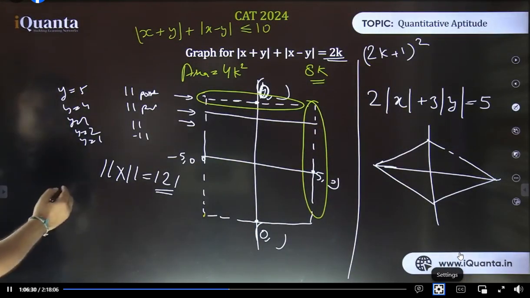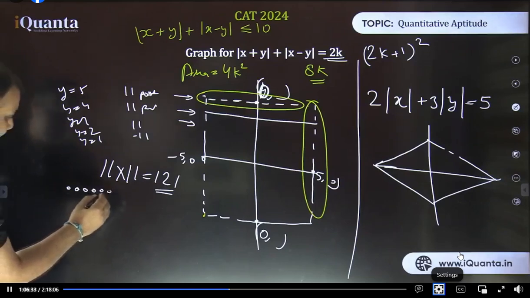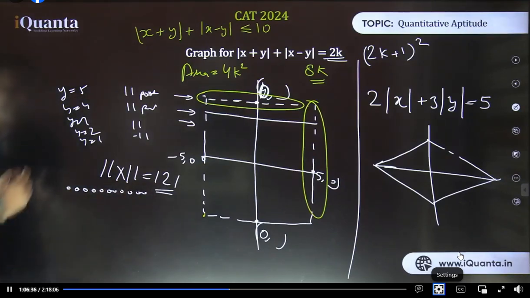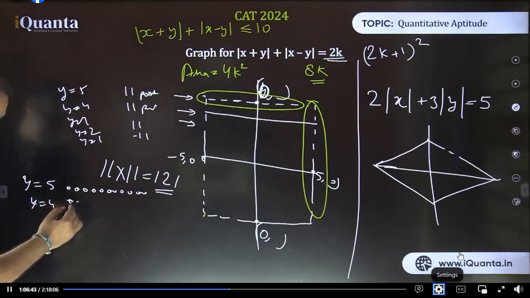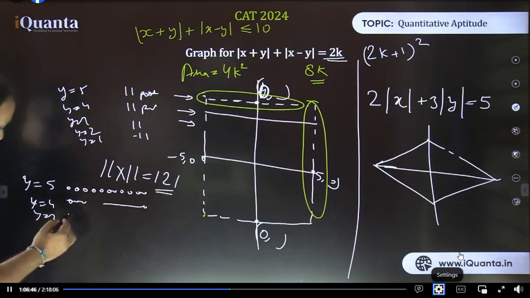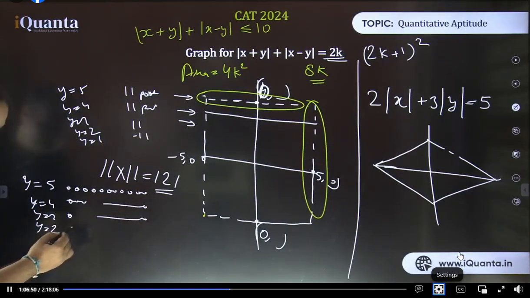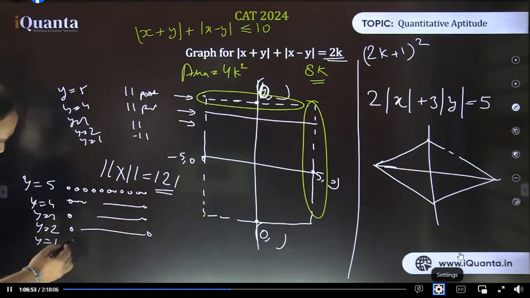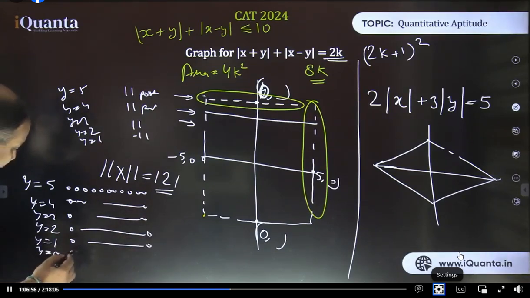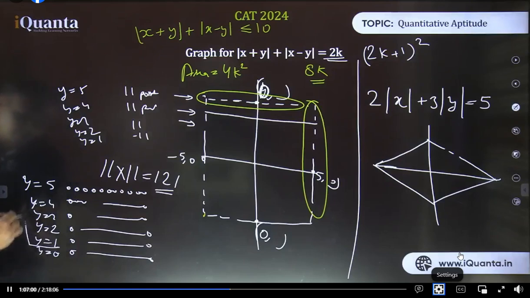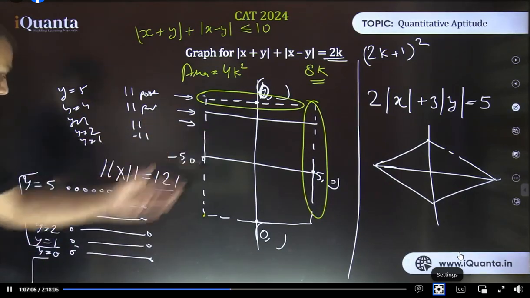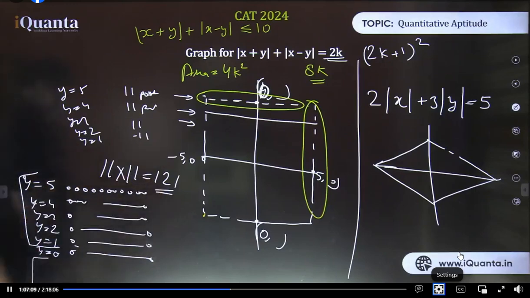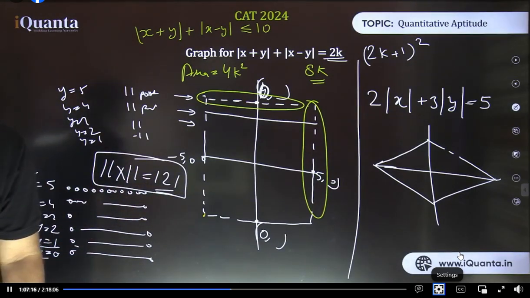Gunjan ji, there are 11 points in this line: 1, 2, 3, 4, 5, 6, 7, 8, 9, 10, 11. That is when y = 5. Okay? When y = 4, then also there are 11 points. y = 3 also 11 points. y = 2 also 11 points. y = 1 also 11 points. And when y = 0, then also 11 points. So above the origin there were 5 cases, below the origin there are again 5 cases, and the origin line, the basic number line, is also there. So in total 11 times we are having 11 points. That makes it 11 times 11. Yes, matrix was the right word there. Somebody said that.